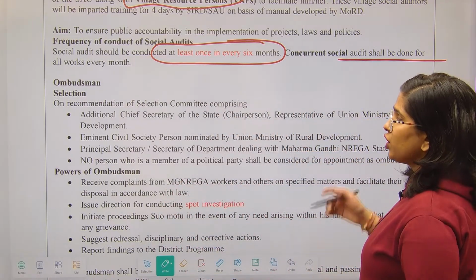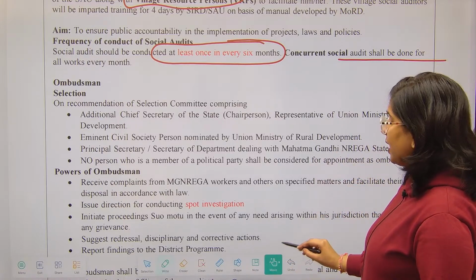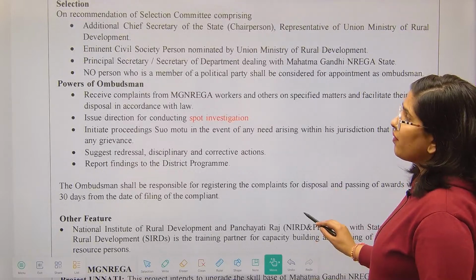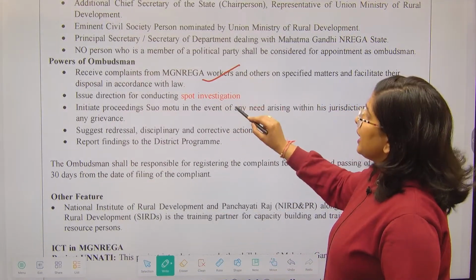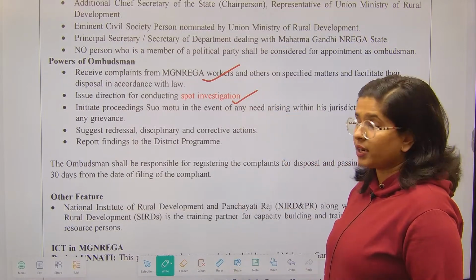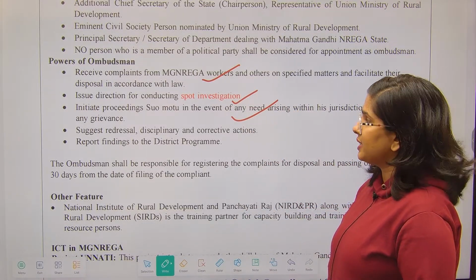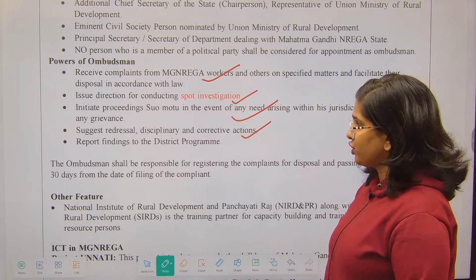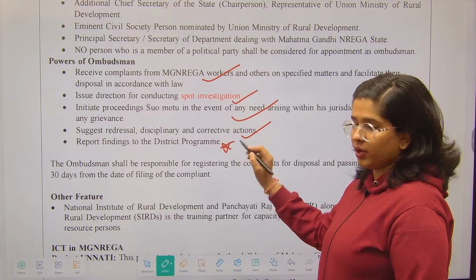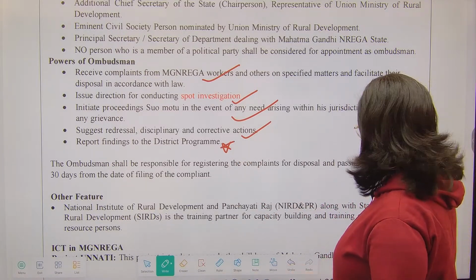On recommendation of the selection committee, an ombudsman would be provided under this particular scheme. Now the powers of the ombudsman are to receive complaints from MG Narega workers, issue directions for conducting spot investigation, initiate proceedings in the event of any need arising, suggest redressal, disciplinary and corrective actions, and report findings to the district programme coordinator, right. So these are all the things under this particular scheme.